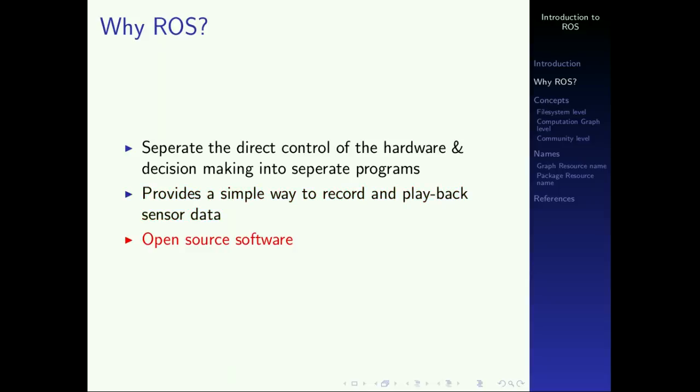It is also open source software and maintained by a very large community. Note that ROS does not have to be on the same system. You might have an Android device publishing data and a laptop subscribing to it.